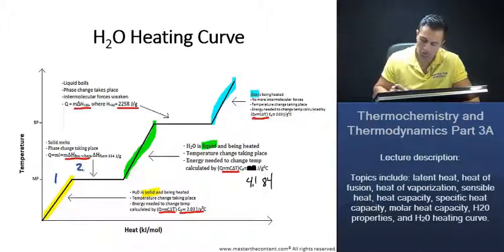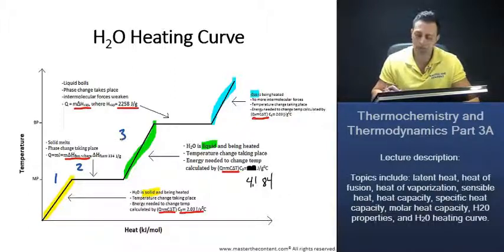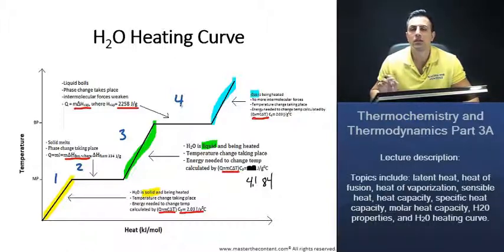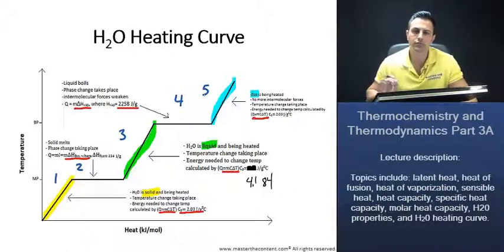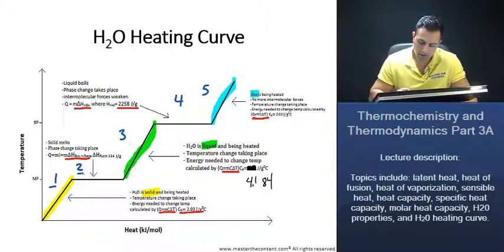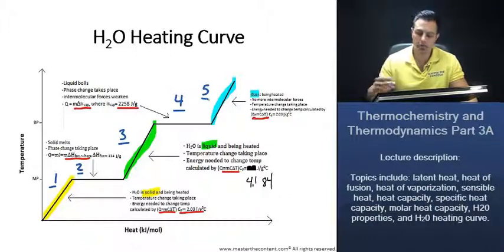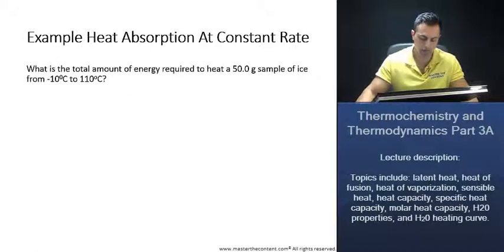Then we're going to have to go through a phase change right there, and then from 0 degrees to 100 degrees, we're going to have to heat that liquid. Then we're going to have to go through another phase change right there, and then we're going to have to heat that gas from 100 degrees Celsius to 110 degrees Celsius. So there's going to be 5 steps that take place. And what you do is, once you find the energy for each one of these steps, you add that energy up, and then that's how you would find the total amount of energy required to go from negative 10 degrees Celsius to 110 degrees Celsius. Let's go ahead and do that now.